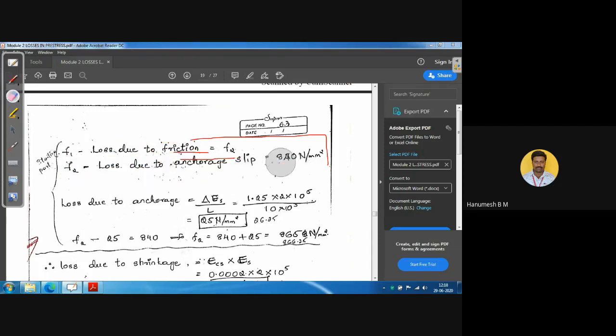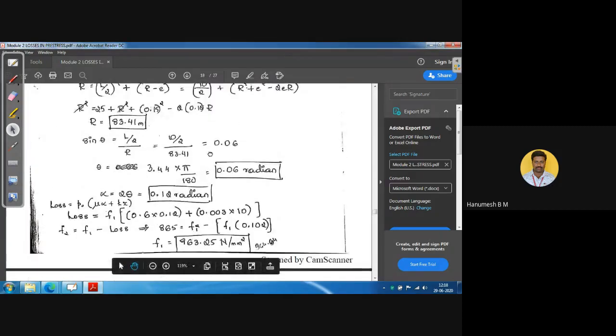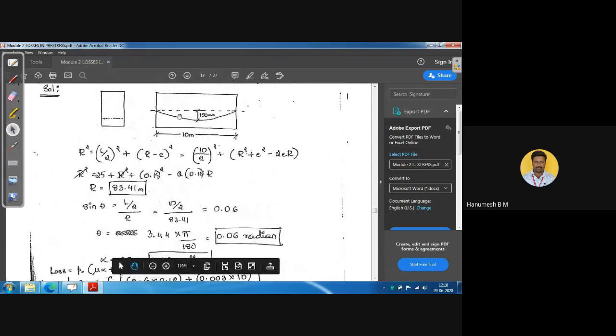It is a circular cable. If it is a circular cable, again we need to use the Pythagoras theorem to get the basic triangle OAB, as I told earlier. Hence, applying the Pythagoras theorem, r square is equal to L by 2 square plus (r minus b) whole square. On simplification, we get the radius of the circular curve as 83.41 meter.